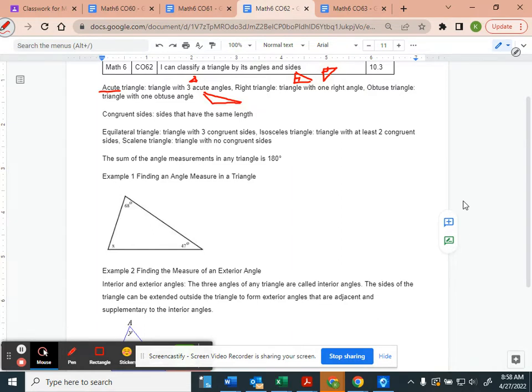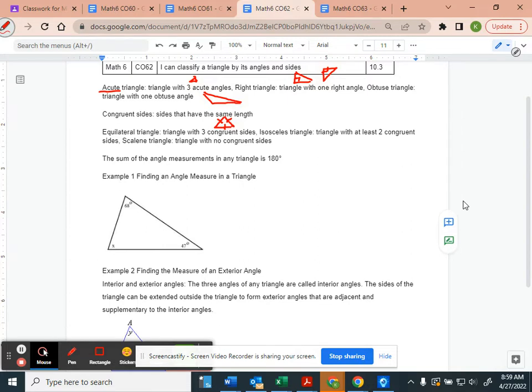Help yourself. Thank you. So congruent sides are sides that are the same length. That is important when we're talking about an equilateral triangle. All three sides will be the same length. So to show that they're the same length, we put one line. So any side that has that one line means they're congruent. They're the same length.